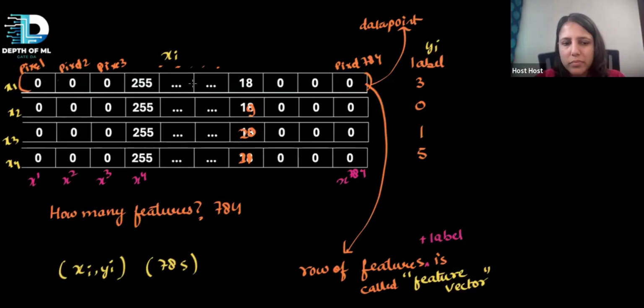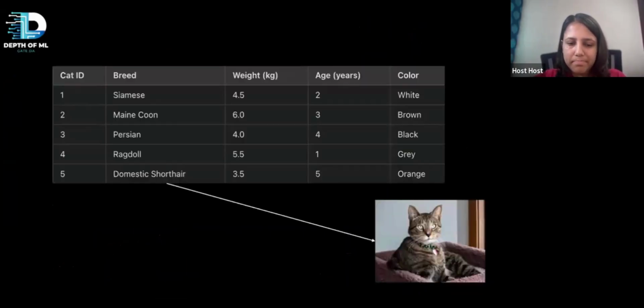Fine. How many data points are in this? 4, right? 4 images are there. 4 flattened images I have put here. They correspond to 3, 0, 1, 5, and I have 4 data points. Everybody understood this? So we understood feature vectors. Awesome. Now let me go back to my simpler example, which I think people will understand better. I have this cat data set.